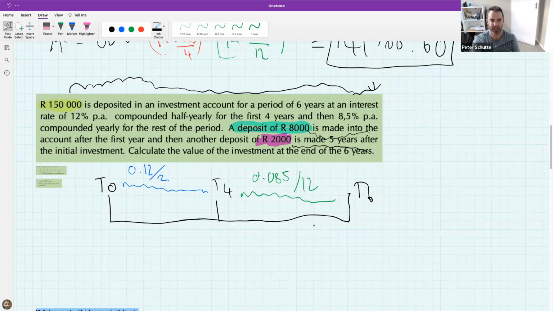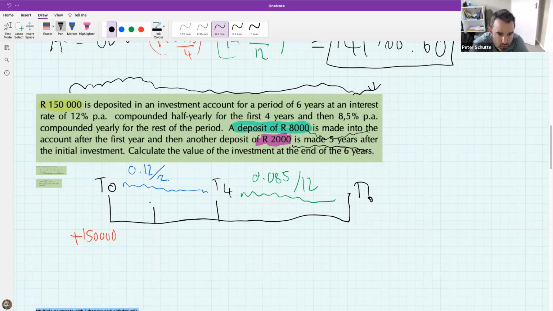Okay, now here comes the interesting stuff. I want to suggest that the 150,000 is the OG amount, the original amount. It gets to grow for 6 years. But that is not the only amount that gets to grow. What about this 8,000? How long does the 8,000 get to grow for? So it only comes on the scene after 1 year.